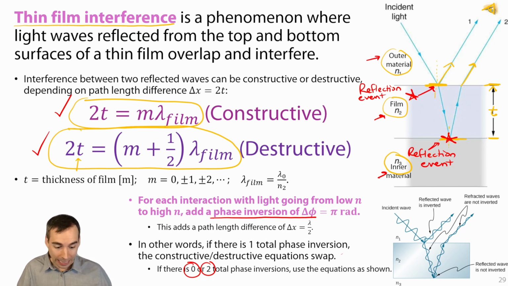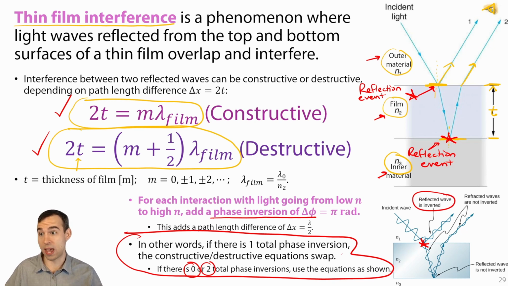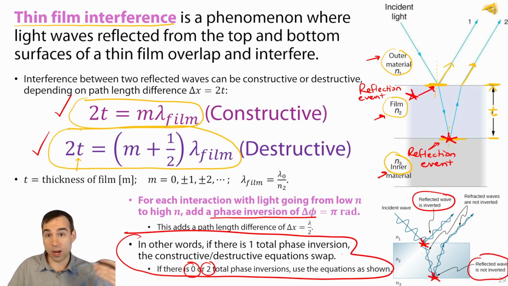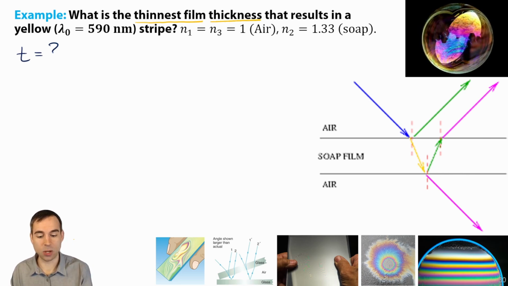This one is really tricky to understand, especially that idea about the phase inversions. But keep in mind, at the top layer, we could have a reflection event, and we could have an inversion there that causes the wave to essentially invert. Or we could have another reflection event at the bottom, maybe, depending on the ratio of these n numbers, where there's no phase inversion, and that'll matter for this thin film interference problem. Okay, so this is a thin film interference problem. Because we're asked to solve for the thinnest film thickness, that means we're solving for t equals question mark.